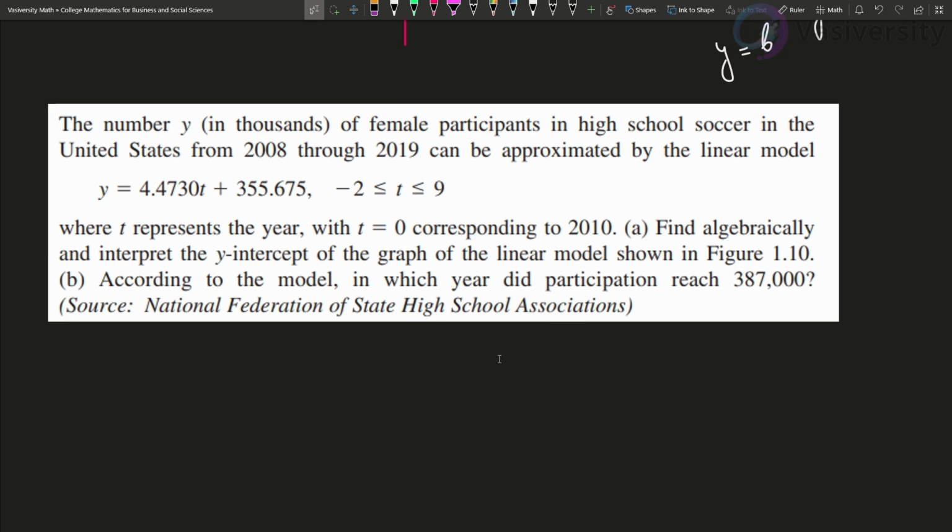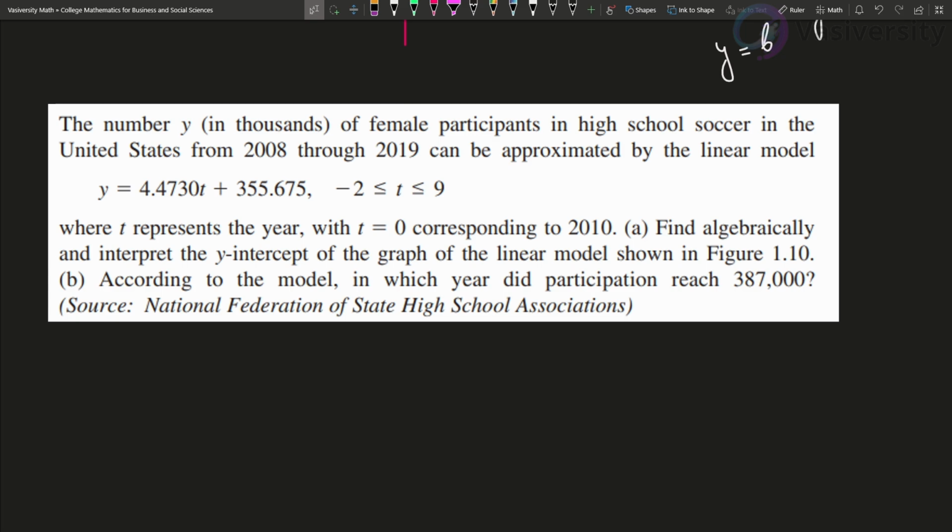y is equal to 4.473 t plus 355.675, where t is between -2 and 9, where t represents the year, with t equal to 0 corresponding to 2010. So for part A, we want to find algebraically the y-intercept of the graph of the linear model shown in the figure. Let me demonstrate that figure right over here.